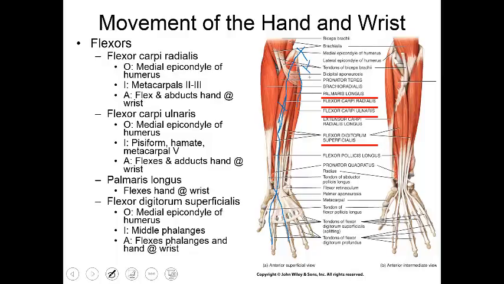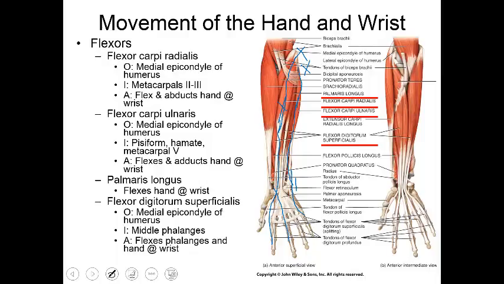It begins from the medial epicondyle of the humerus, and goes downwards and inserts itself into a few of your wrist bones, which are the hamate, the pisiform, and metacarpal, which is the palm bone number 5, right here, pinky. So that is the Flexor Carpi ulnaris. This helps flexion of the wrist as well as adduction of the hand. So bringing the hand towards the median is adduction.